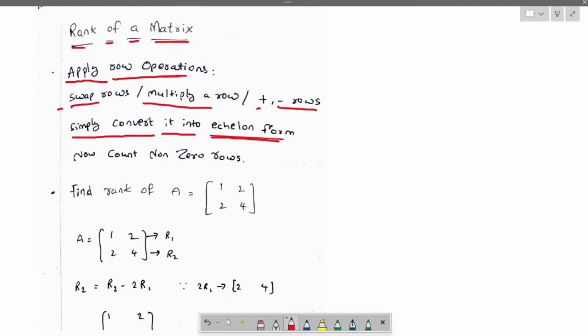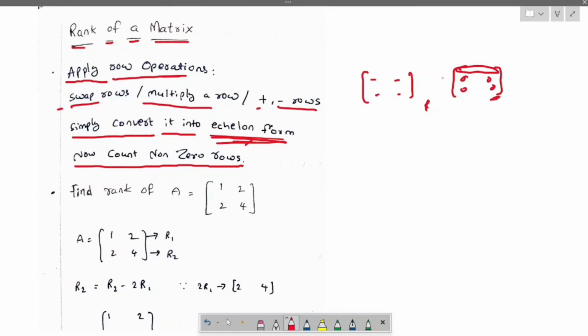Okay, we are converting into this form. Now after converting all those, count the non-zero rows. Suppose we have a matrix like this, right? We are converting the hash marks into zeros, like this. This form is nothing but the echelon form. After converting, we count the non-zero rows there, and that will be considered as the rank. So when we go into a problem, you will get the idea.